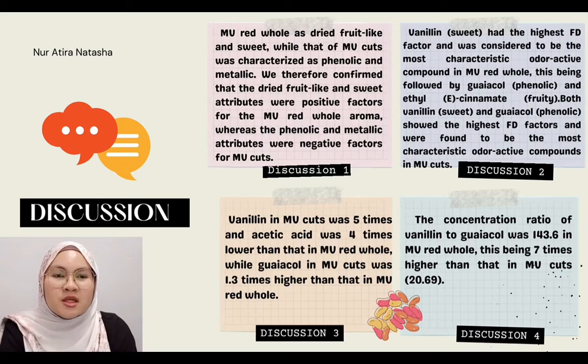And the last one, the concentration ratio of vanillin to guaiacol was 143.6 in MV red holds, and this being 7 times higher than in MV cuts, which is 20.69.